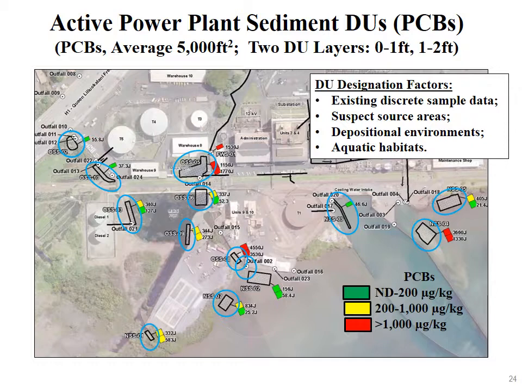So you see here the gray boxes are the decision units, and then the colored boxes beside that just show what kind of contamination was found at it.